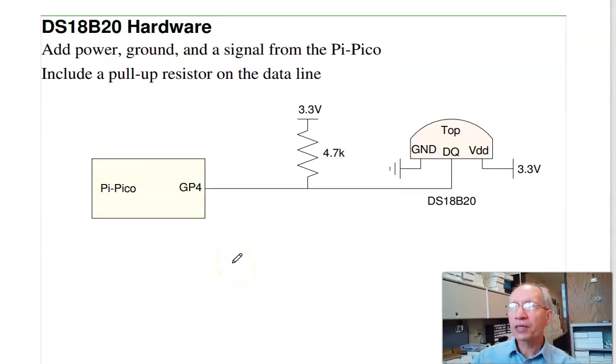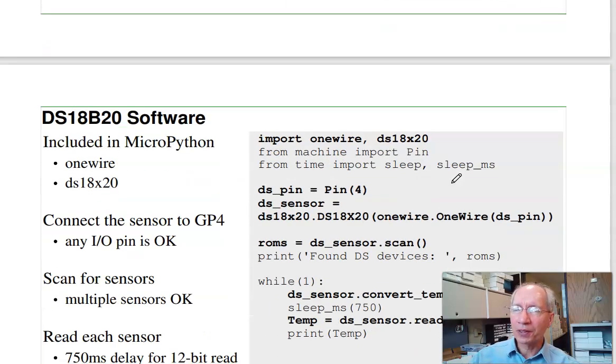In terms of hardware, it's pretty straightforward. You give the sensor power, ground, the signal goes back to the Pi Pico. This guy needs a pull-up resistor. This is actually just either floating or ground. You need the pull-up resistor to convert it to voltage. And generally you need a 4.7K pull-up resistor to convert it. With the Pi Pico, you could also use the internal pull-up resistor. That also works. Once I do that, I can talk, if you have the right software.